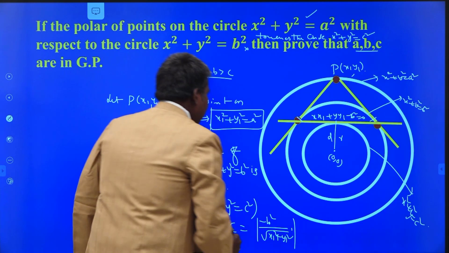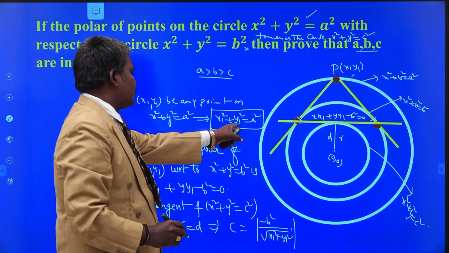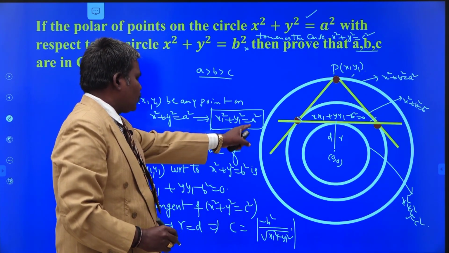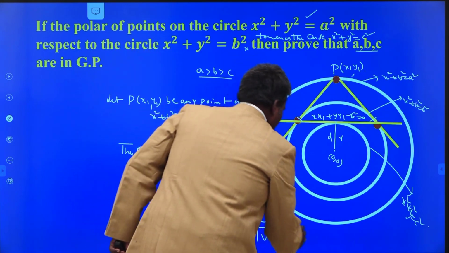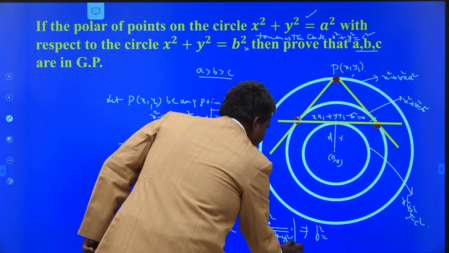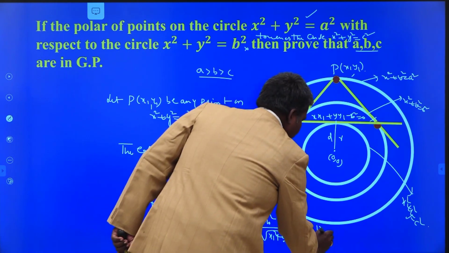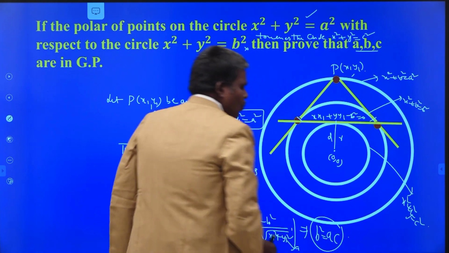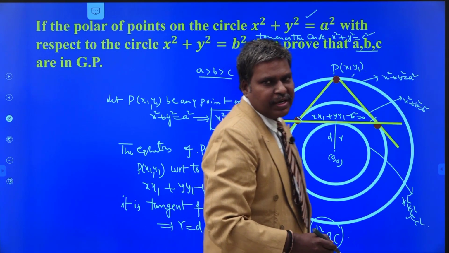Now, what is x1 square plus y1 square, my dears? That is a square. Under root, the value is a. So the modulus absorbs the negative value. So b square is equal to a into c, ac. b square is equal to ac. We mean a, b, c are in geometric progression.